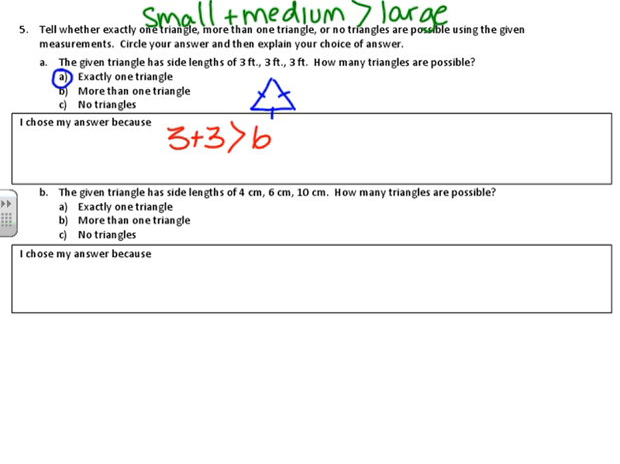All right, part B. If you have side lengths of 4, 6, and 10 centimeters, your 4 and your 6 centimeter sides are going to be exactly the same length as your 10 centimeter side. So that will not make a triangle because they have to be greater than 10 when you add them up. As part of your explanation, and again, you do need words, you need more than just the numbers, because those are equal, you don't get a triangle. So I would circle C, no triangles.